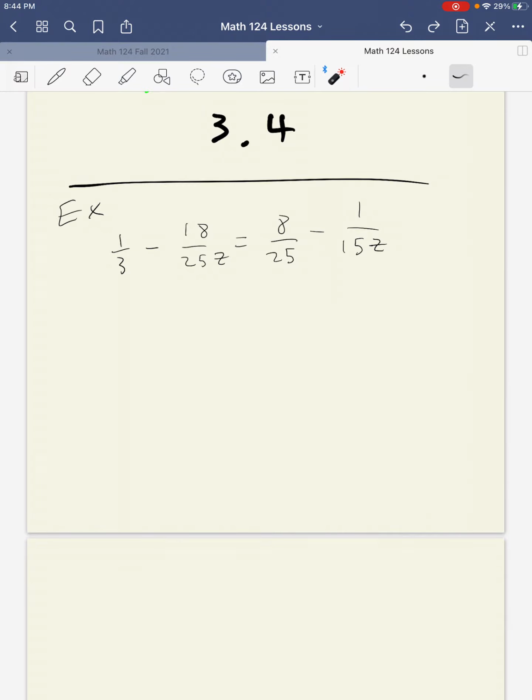Okay, so let's look at this fraction here, 1/3. What can we do to make it common with this bottom here? We want the bottom of these two fractions to be the same number. Well, it's pretty easy. We could just multiply 25z to the top and bottom of this one, and then multiply 3 to the top and bottom of this one. And now we have the same bottom. We have a common denominator.